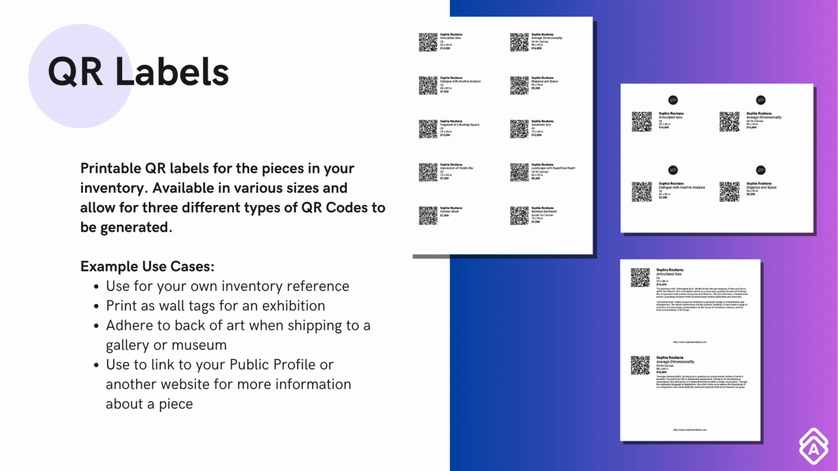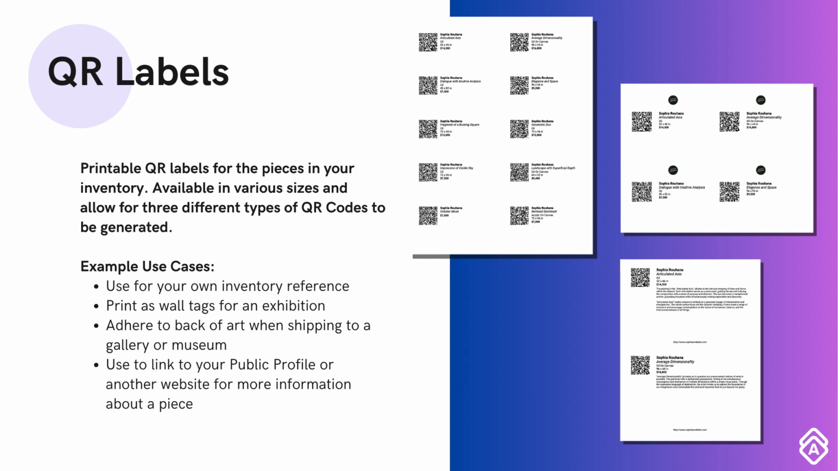And along with artwork labels, we also have QR code labels. So when you go to create QR code labels, it'll say artwork/QR labels. But I just wanted to separate them because these have a little bit more information, it's a bit trickier to understand at first, but then I wanted to break it down so you could see separate from the artwork labels. So these are the printable QR labels for pieces in your inventory.